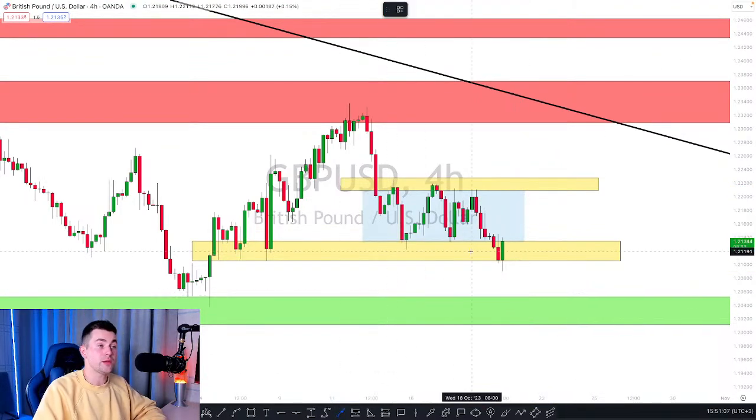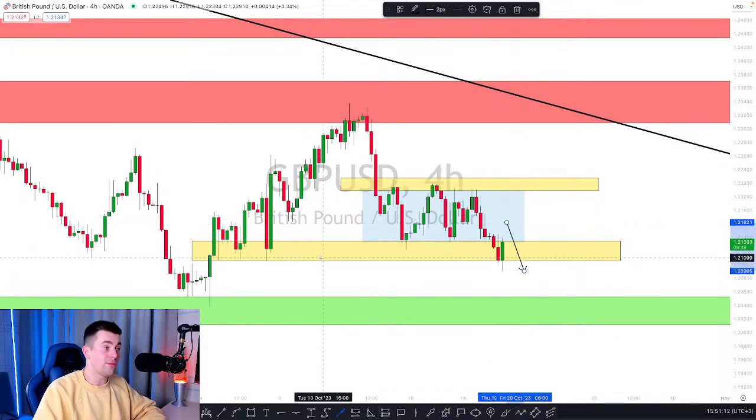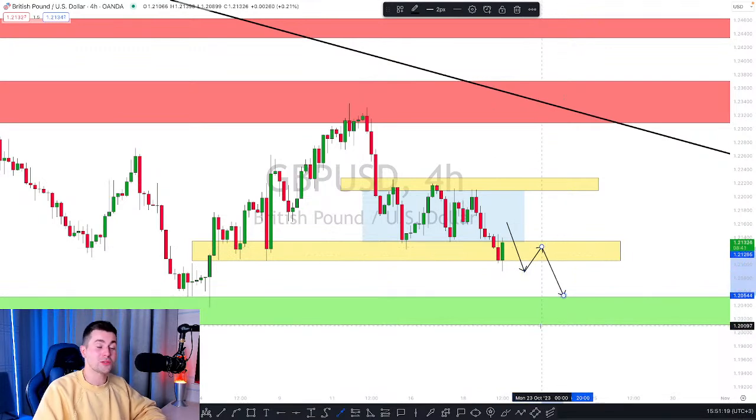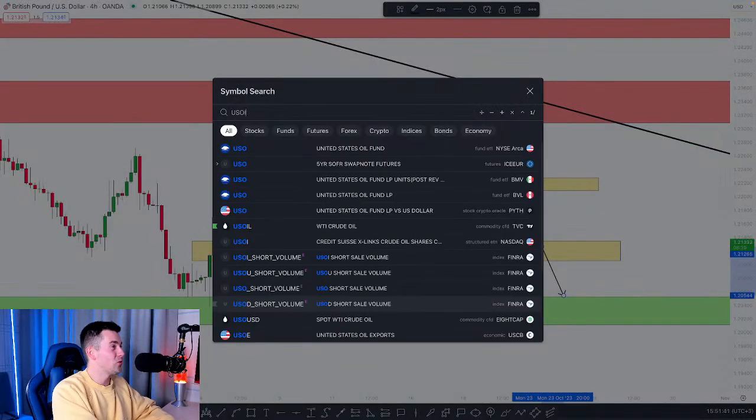Your sign of strength of the sellers will be the violation of that horizontal support. A 4 hour candle close below that will give you a strong bearish signal, and then you can anticipate a bearish continuation to that green support. That will be your intraday trading plan for pound dollar pair. And now I promised to analyze the intraday time frames on WTI crude oil. Let's open this one.